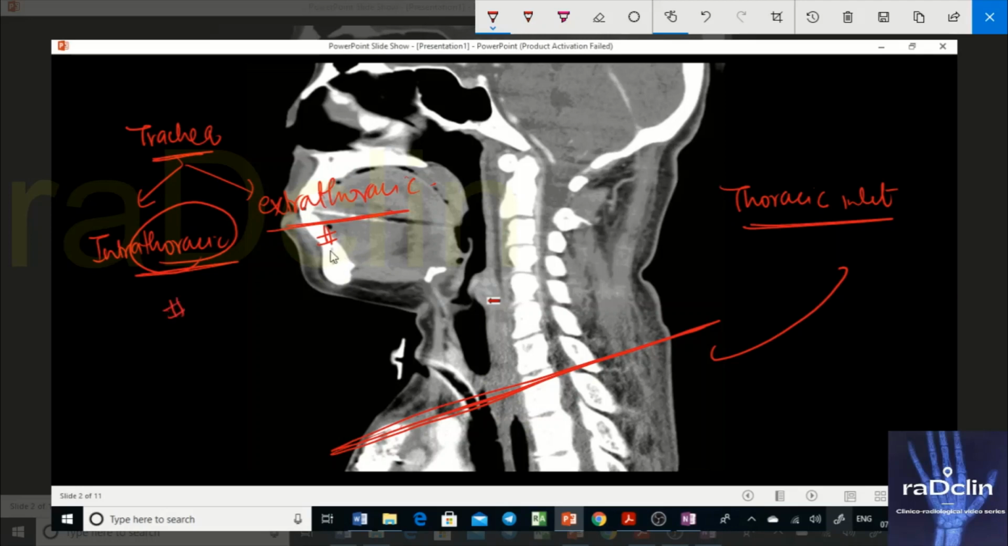Now if I ask you what is the longer part, definitely the longer part is your intrathoracic part. The trachea is around 10 to 12 centimeter, but your intrathoracic part is around 6 to 9 centimeter, and your extrathoracic part is around 2 to 4 centimeter. So it is smaller. So that is one thing we understood about the intra and extrathoracic part.